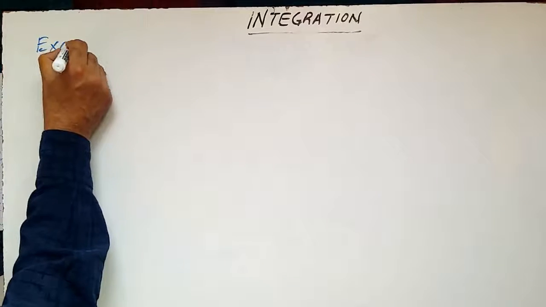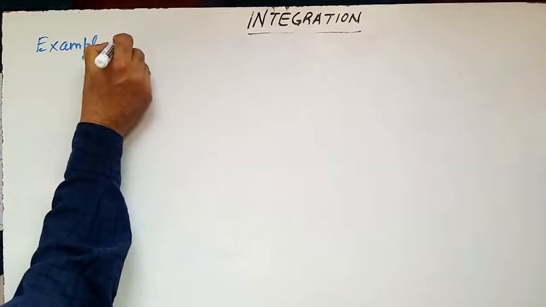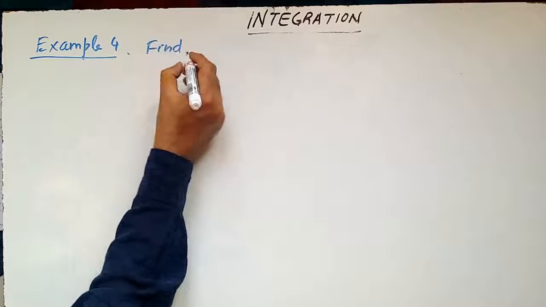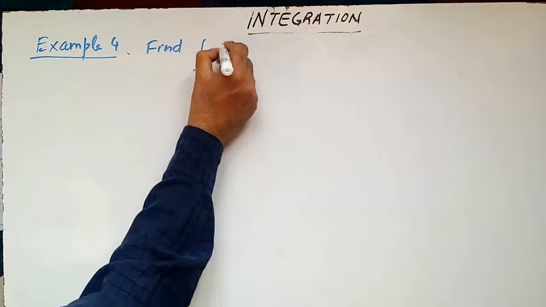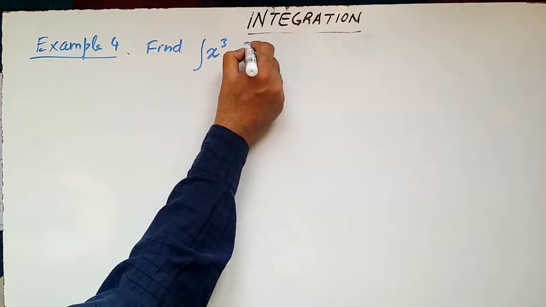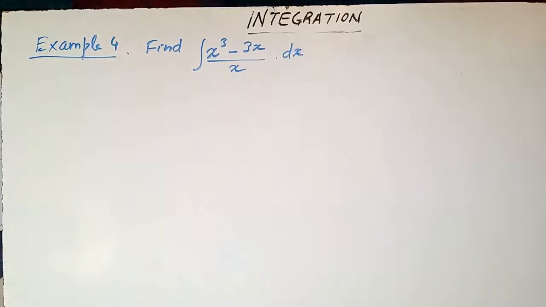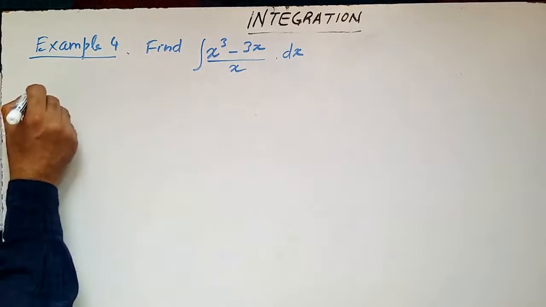Let's take another example. Example 4. Find the integration of (x cubed minus 3x) divided by x dx. So, solution.